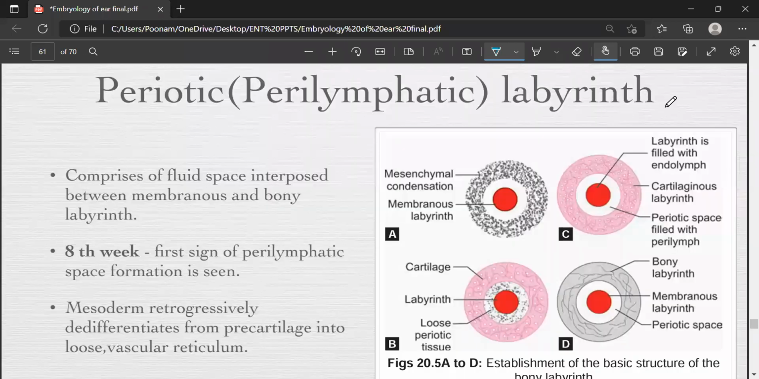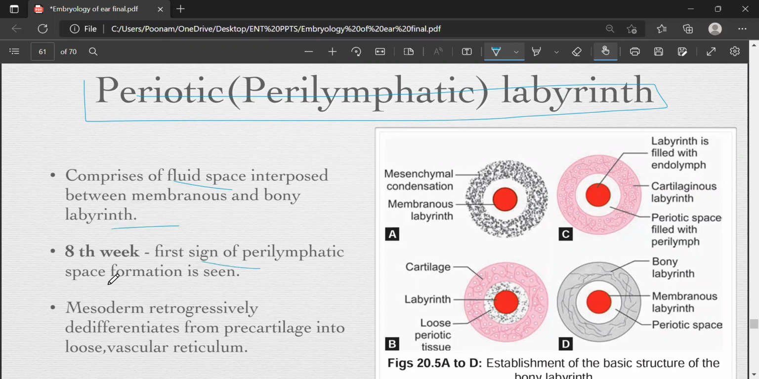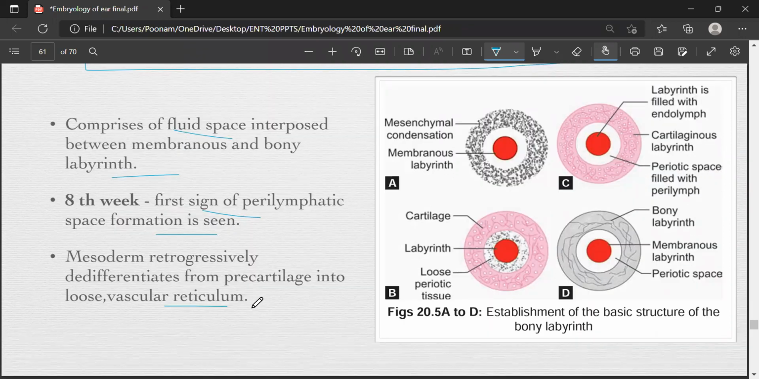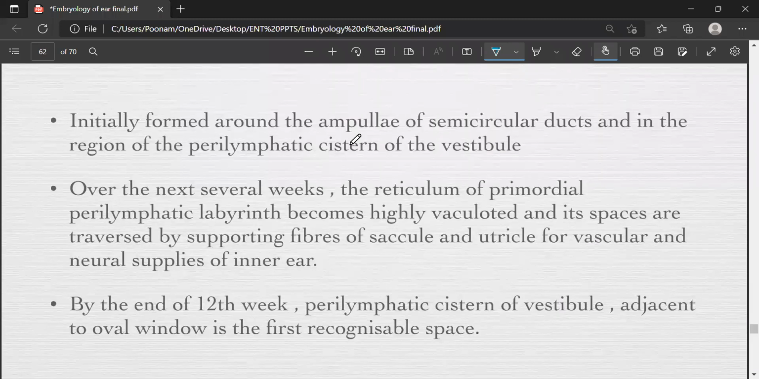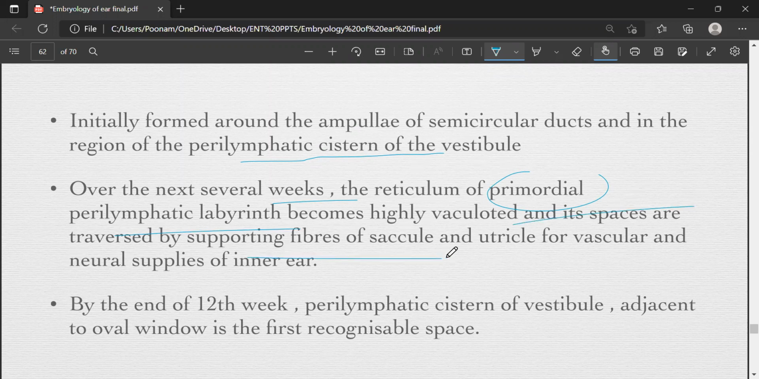Now coming to the perilymphatic labyrinth. It comprises the fluid space interposed between the membranous and bony labyrinth. It begins with the first sign of perilymphatic space formation itself. Mesoderm retrogressively differentiates from precartilage into loose vascular reticulum. This is shown in this photograph also. Initially formed around the ampulla of the semicircular canal, over the next several weeks the reticulum of the primordial perilymphatic labyrinth becomes highly vacuolated, and the spaces are traversed by the surrounding fibers of saccule and utricle, for the vascular and neural supply of the inner ear.